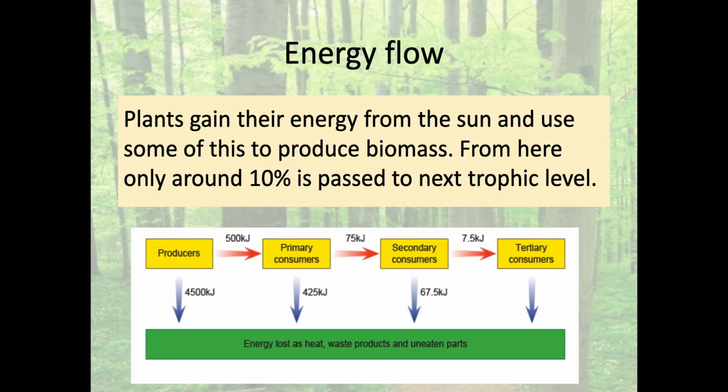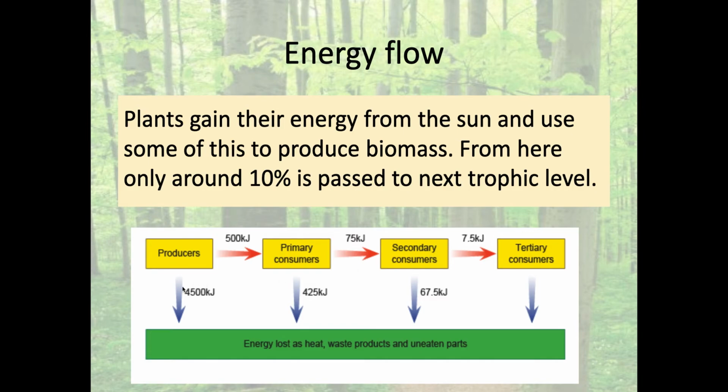So, looking at the way the energy flows here, you can see the producer takes in 5,000 kilojoules, 4,500 is lost, 500 then gets taken in by the primary consumer. But 425 of that is lost, and 75 kilojoules goes on to the secondary consumer, and only 10% of that's moved forward.